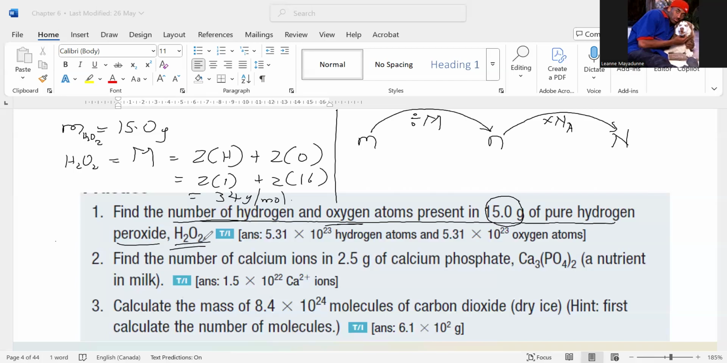Now, if you see H2O2, this is mass of H2O2, correct? If we have mass of H2O2, we will get moles of H2O2. If we get moles of H2O2, that means we'll get number of entities of H2O2. If this was mass of, let us say, lead atom, we would have got moles of lead atom and number of lead atoms.